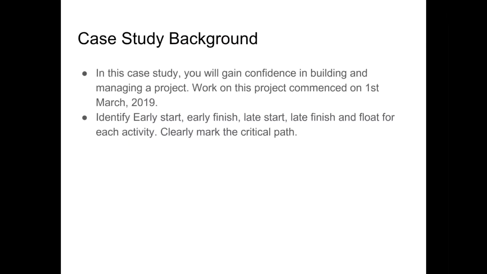So the learning outcome and a bit of a description. In this case study, you will gain confidence in building and managing a project. Work on this project commenced on 1st of March 2019, so the schedule has to be done based on this duration. You have to identify the early start, early finish, late start, late finish, and float for each activity, and clearly mark the critical path.